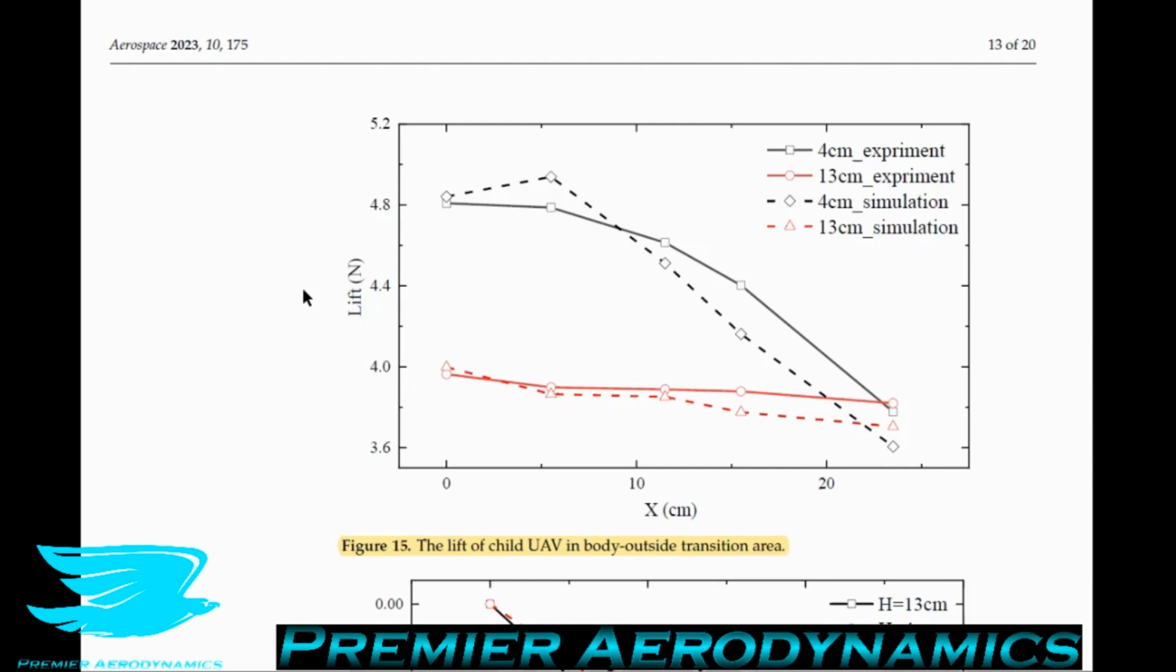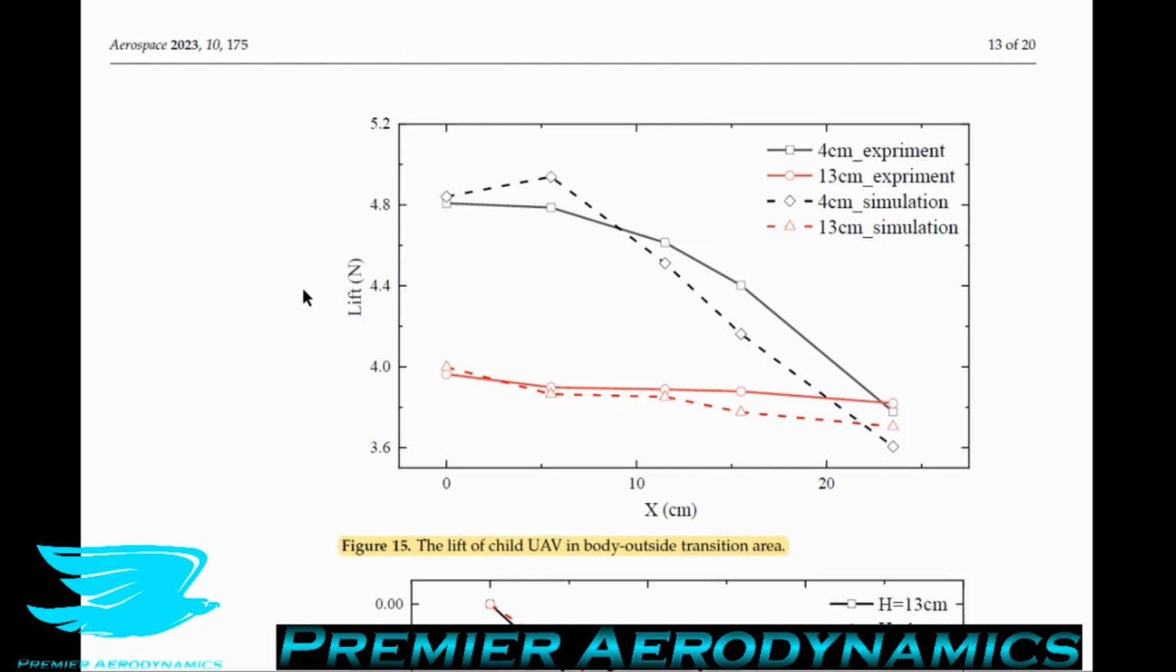And in terms of the lift production, when the child UAV is 13 centimeters above the parent UAV, the lift production is fairly constant with the changing of height. However, when it's 4 centimeters above, there's a major difference, and we'll cover now why that is. When it's located right above the body, the lift is 4.8 newtons. So that's quite high. That's higher than what it needs for hovering. And this is mainly because of the ground effect.